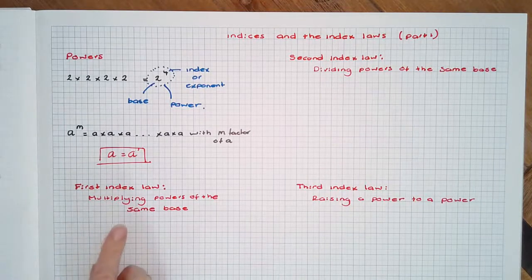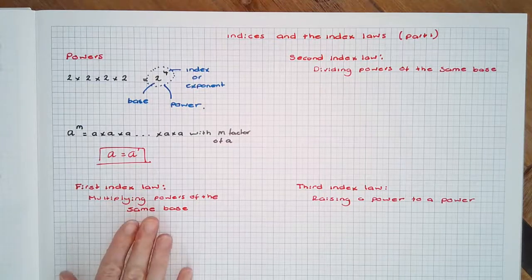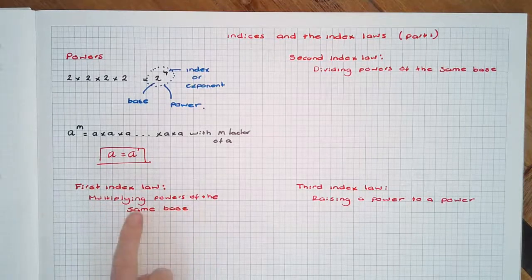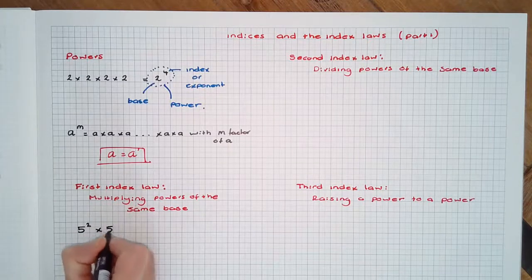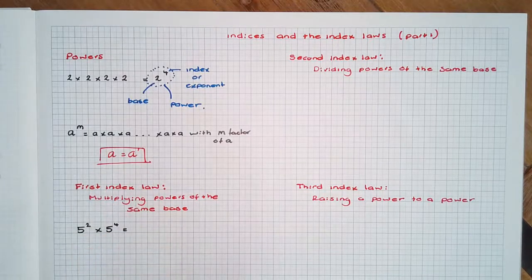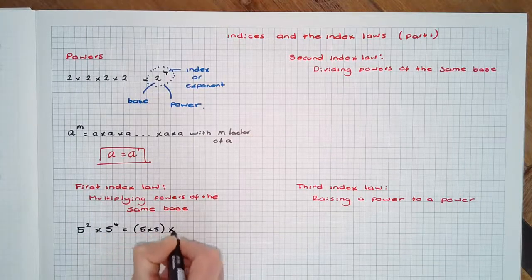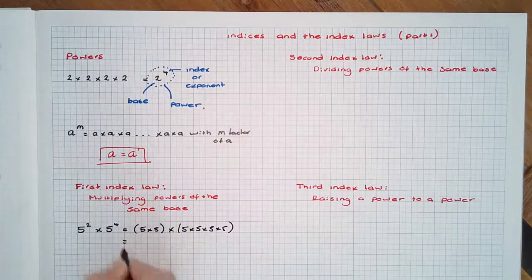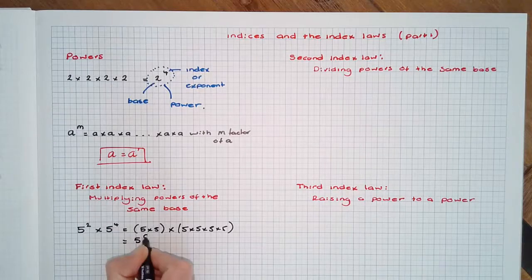Index laws are rules, or what I like to think of as shortcuts, for simplifying expressions involving powers of the same base. The first index law is known as multiplying powers of the same base. Let's take the example 5 to the power of 2, or 5 squared, times 5 to the power of 4. Writing it in expanded form, 5 squared is 5 times 5, multiplying by 5 to the power of 4. You can see there are 6 5's multiplied together. That is 5 to the power of 6.